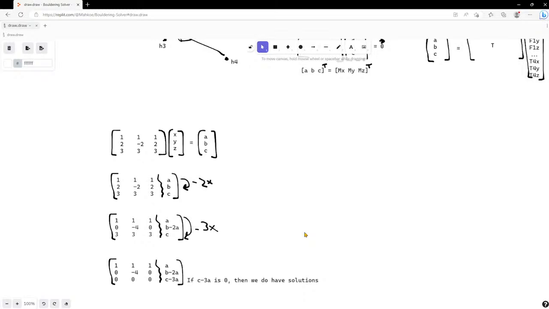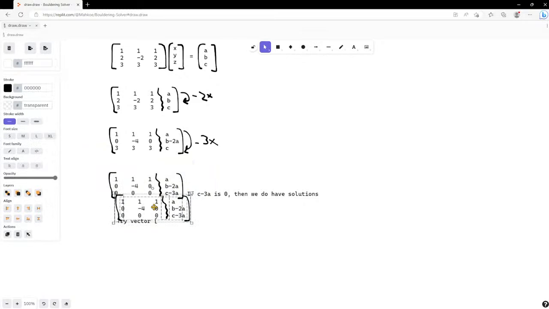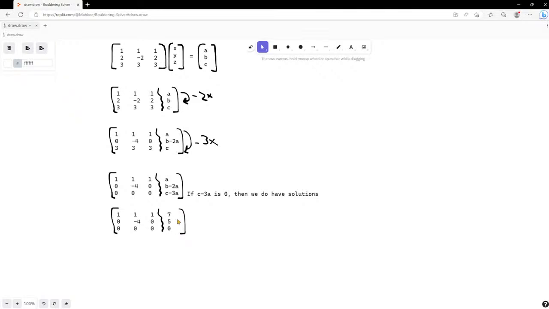Man, I'm thinking here. So, what if we try the vector? I'm trying to think how to automate this, but for now, what if we try the vector? Okay, let's put numbers on here. Let's just say, I don't know, just so that we have something concrete to work with. So let's just say that this is 7 and this is 5 and then this is a 0, because otherwise it wouldn't have any solutions.